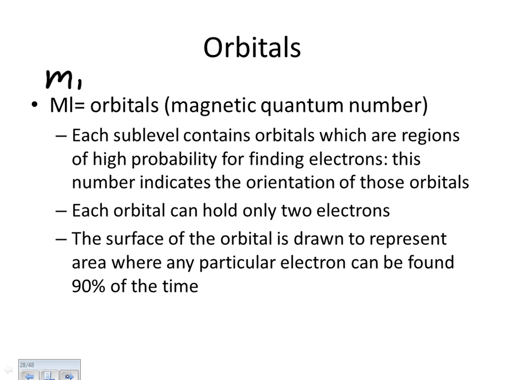Each sublevel contains orbitals, which are regions of high probability for finding electrons. This number indicates the orientation of those orbitals. Each orbital can only have 2 electrons. So what this number does is it indicates the orientation of the orbitals we were just talking about.